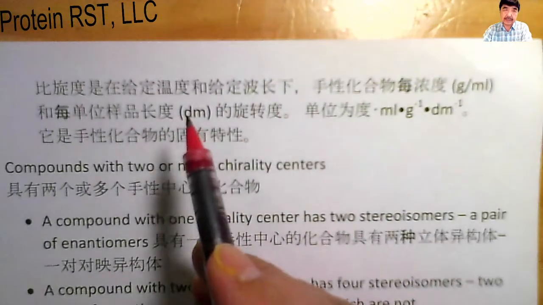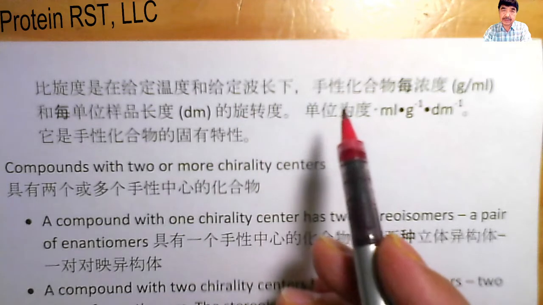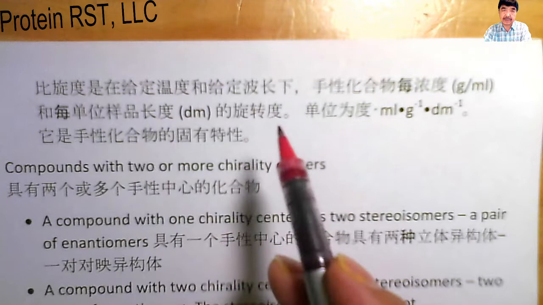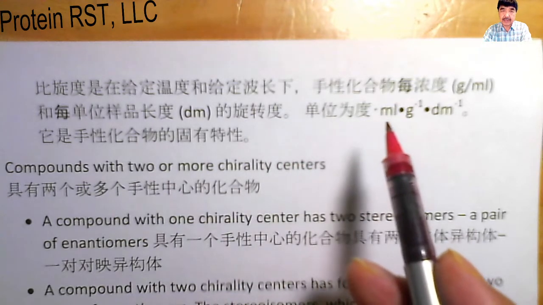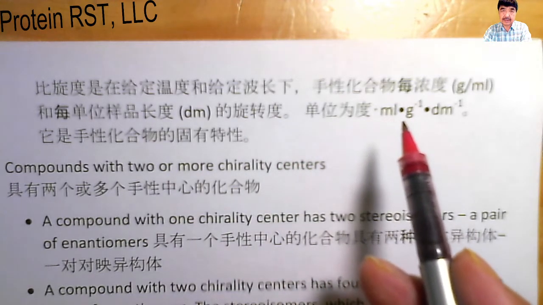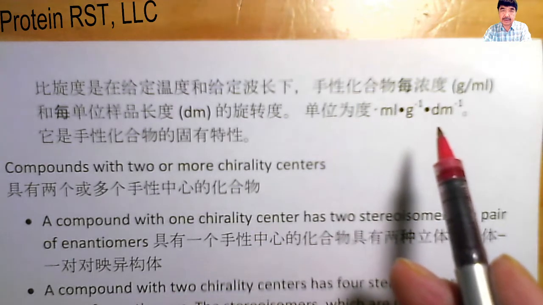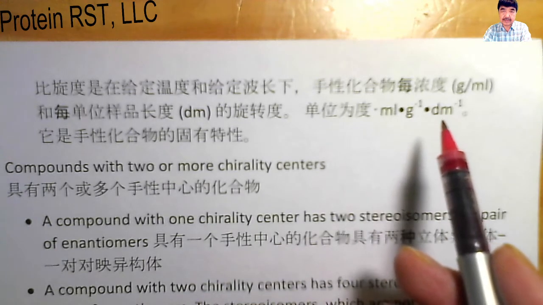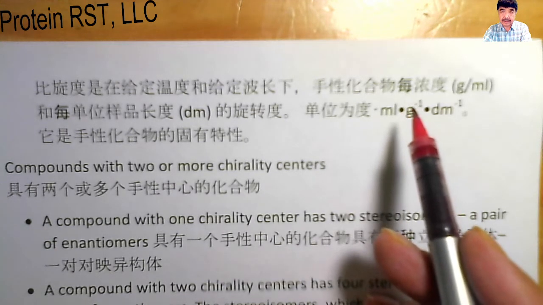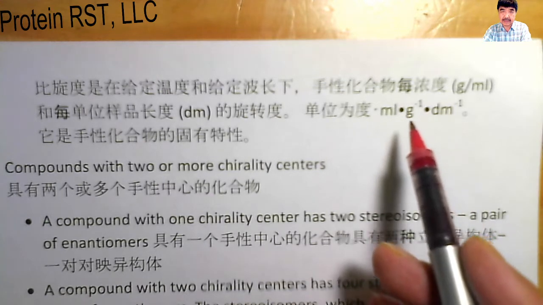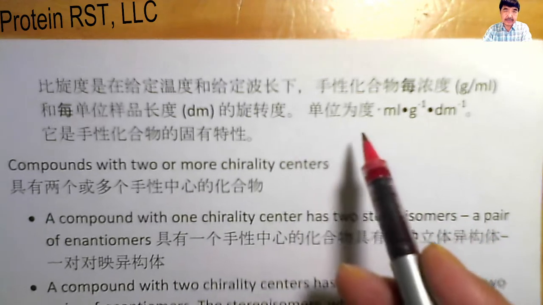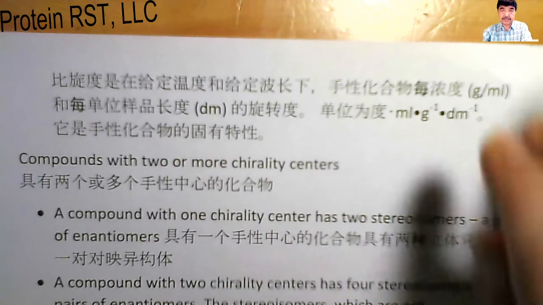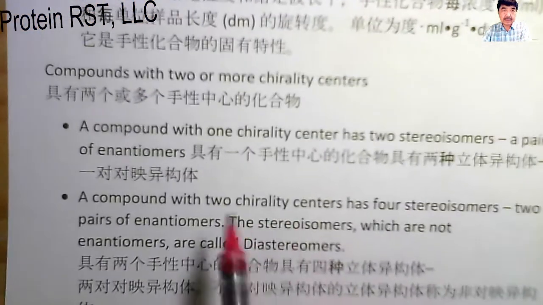The unit is degree milliliter per gram per decimeter. You can see this is minus 1, which means per.